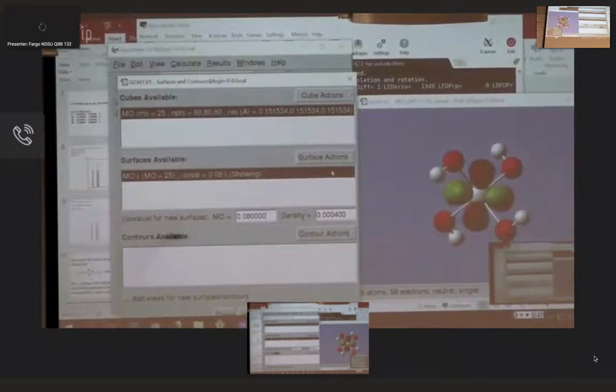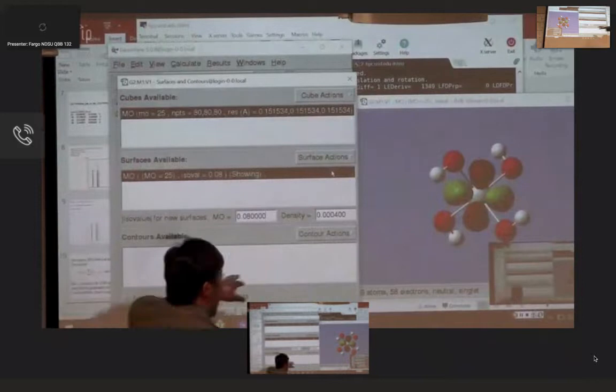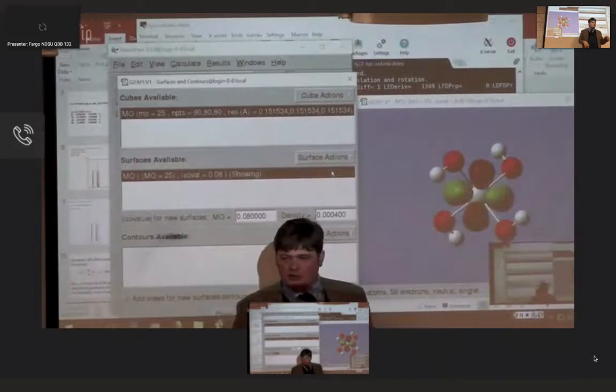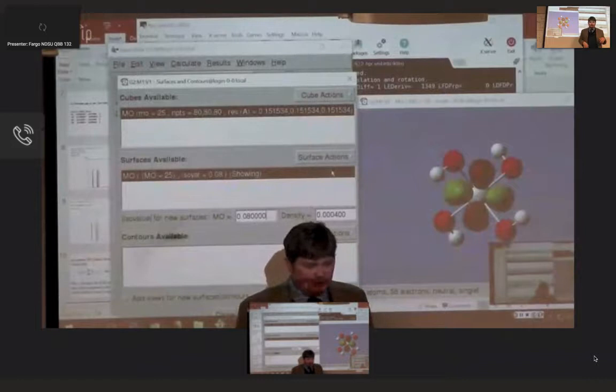Let me suggest that if you are getting some images, you may print screen and put them in your PowerPoint, because the next homework will be printing orbitals for all models that you have. So it will be a contribution to your homework.